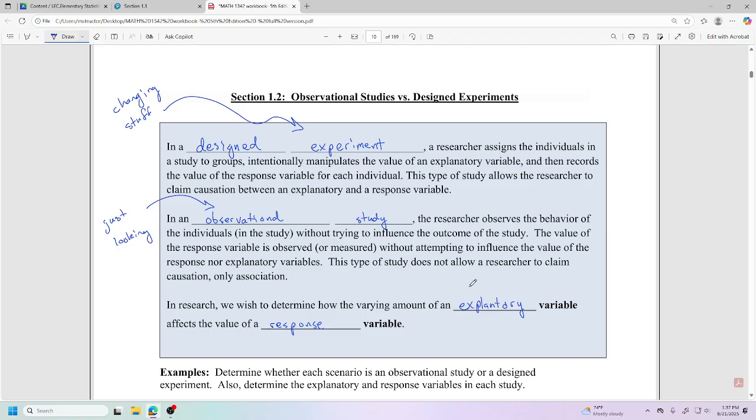As far as explanatory and response variables, it's really like what you're starting with and what you're ending with. Okay, so I'm going to say your start and your end. And so what you're doing and then what you're going to see out of it, in a way.